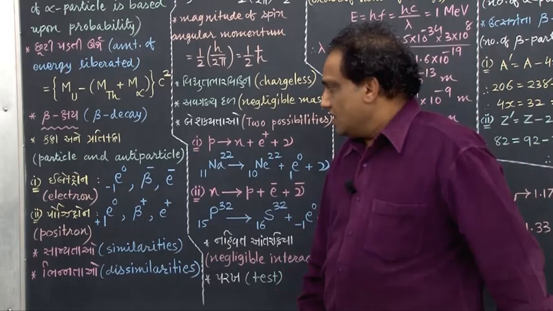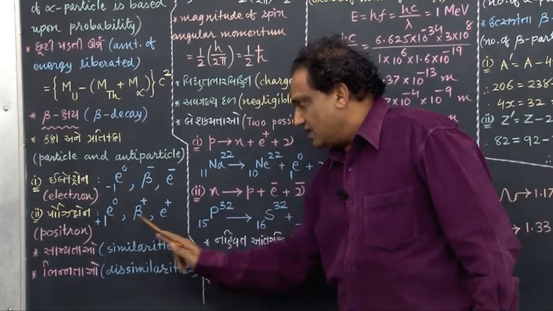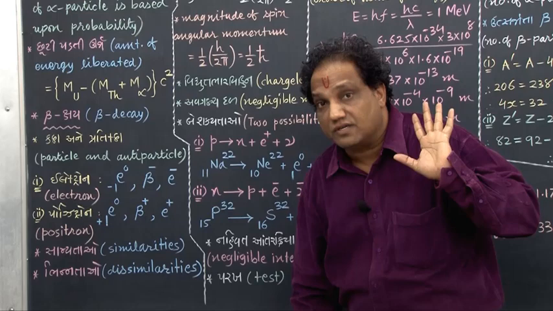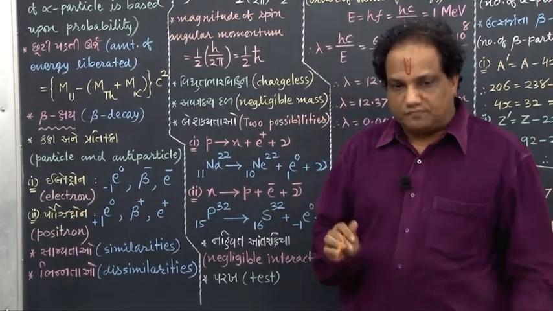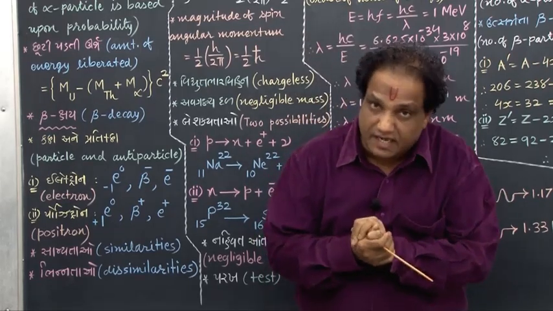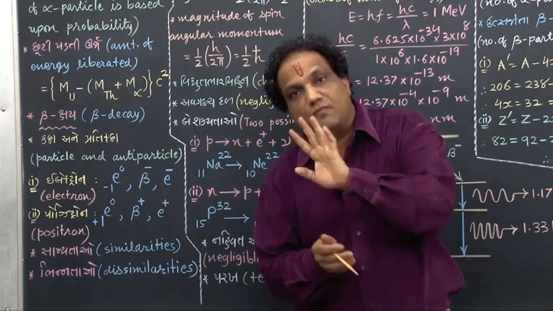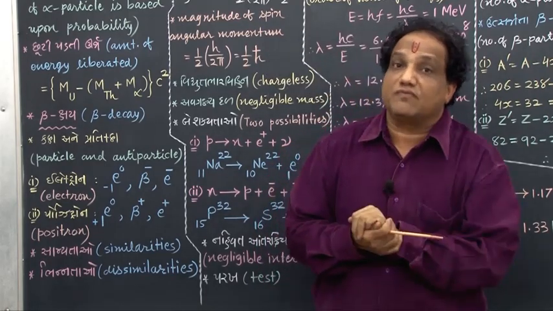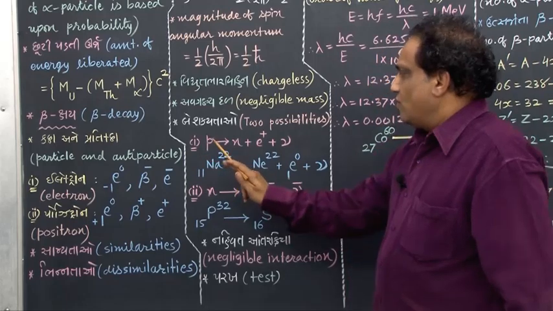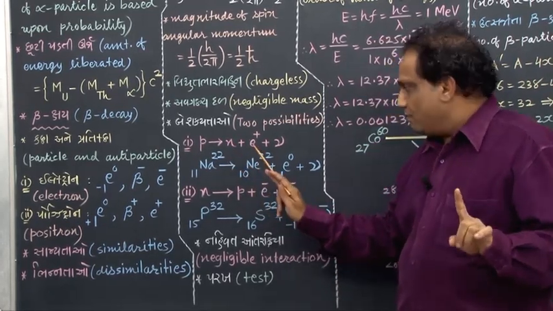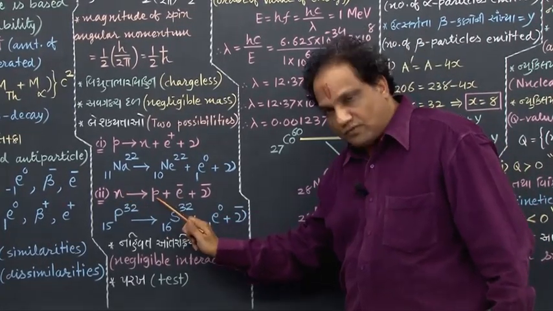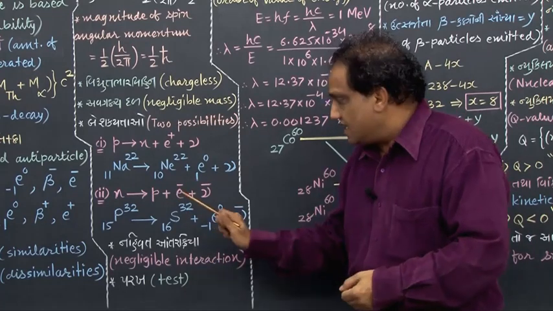Got it? Fine. So these are the various symbols for electron, and these are the various symbols for positron. What are electron and positron? They are antiparticles of each other. Now, whenever any radioactive nucleus emits a beta particle, at that time either a proton is getting transformed into a neutron or a neutron is getting transformed into a proton inside the nucleus. So let us see both the processes. If a proton gets transformed into a neutron, then a positron is emitted, that is e plus. And if a neutron is transformed into a proton, then an electron is emitted, that is e minus.